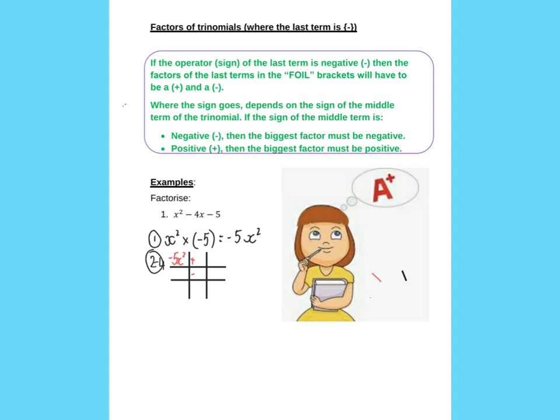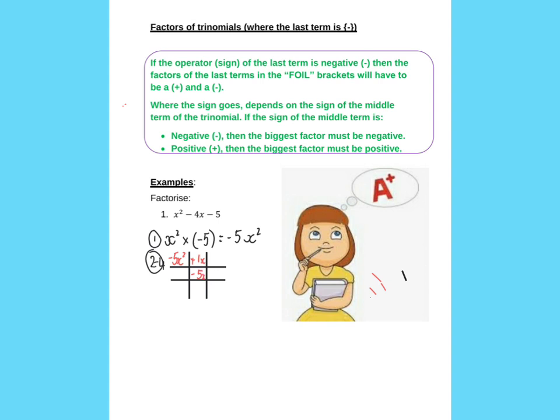But let's go back to what we said here. If the sign of the middle term is negative, which it is, the biggest factor must be negative. So between 5 and 1, the two factors that we're going to put into the table here, which one's the biggest number if we think about it without signs? That would be 5. So the 5 is to go with the negative so as to give the biggest negative answer. So it's 1x and negative 5x.